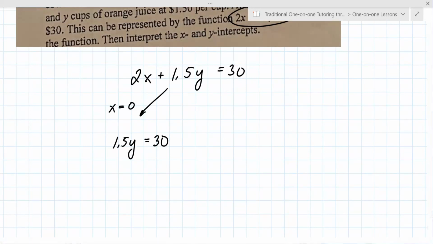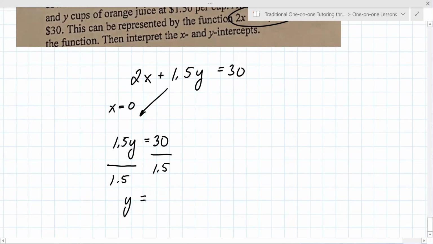Yeah. So you divide both sides by 1.5. So y equals... what's this, 3 halves, 2/3... y equals 20.